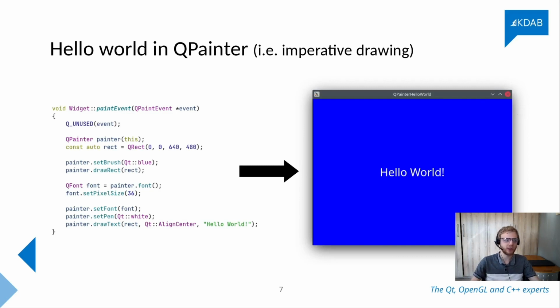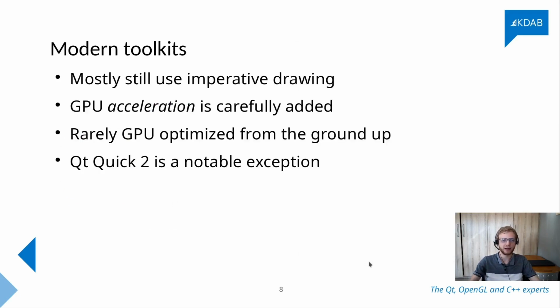So here's just an example of what I meant by imperative drawing. This is in Qt widgets, where I've got a QPainter, and as you can see, I'm telling it that I want it to draw a rectangle, and then I want it to draw text. And it's very much step by step by step, and then I get that.